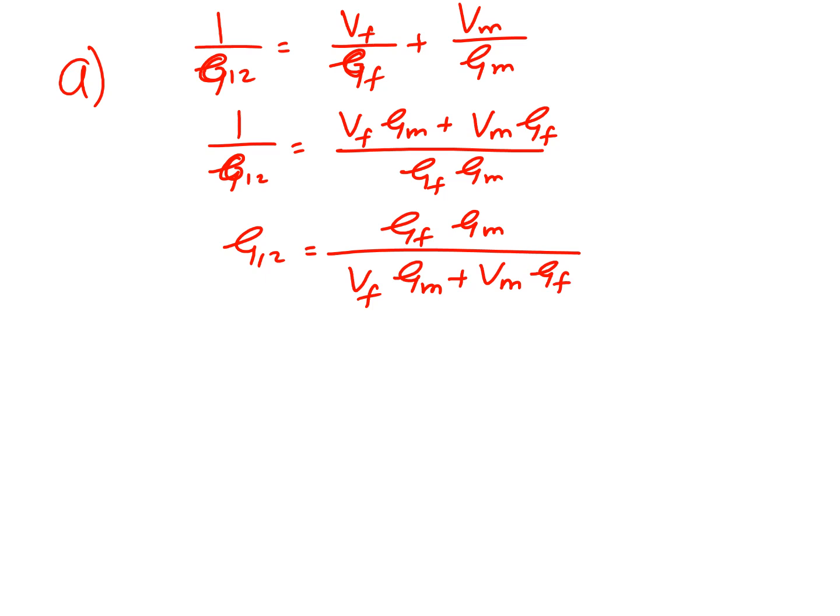And this might give us a good feel for how we should approach the problem, because we know that GF is much, much greater than GM. So somehow we have to use that information, which basically tells us that GM by GF is approaching 0, as GF is much, much greater than GM. So let's go and take advantage of that.